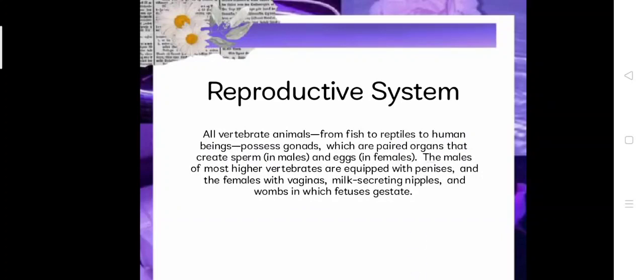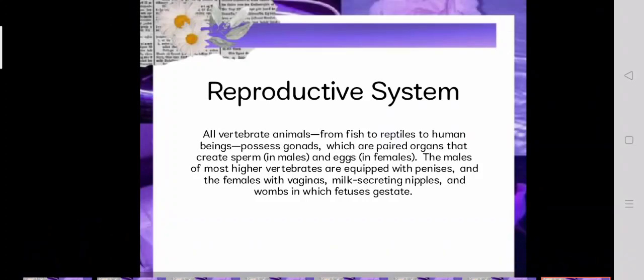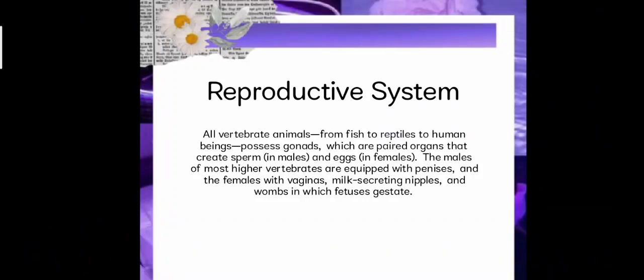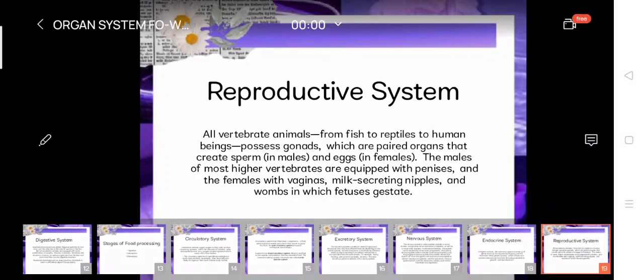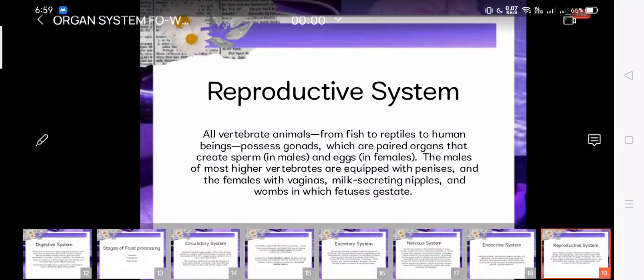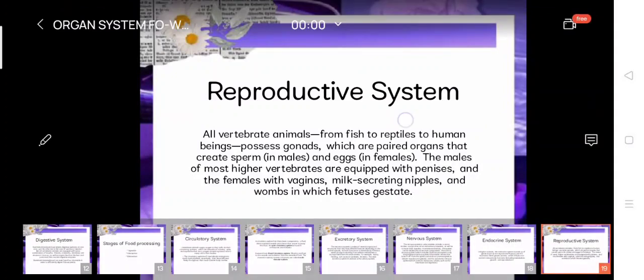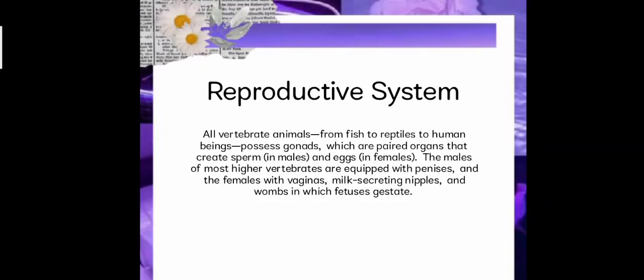Next is the reproductive system. All vertebrate animals, from fish to reptiles to human beings, possess gonads, which are paired organs that create sperm in males and eggs in females. The males of most higher vertebrates are equipped with penises and the females with vaginas, milk-secreting nipples, and wombs in which fetuses stay. So the major function of the reproductive system is to ensure survival of the species.